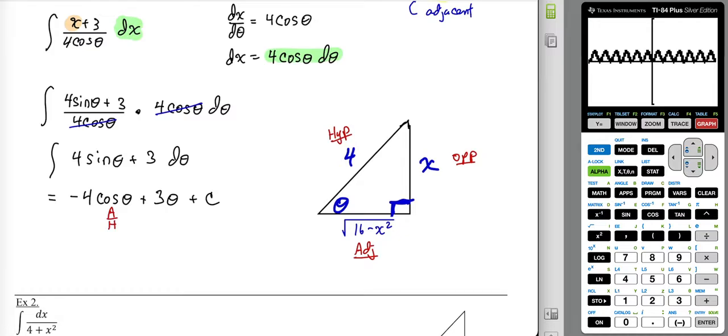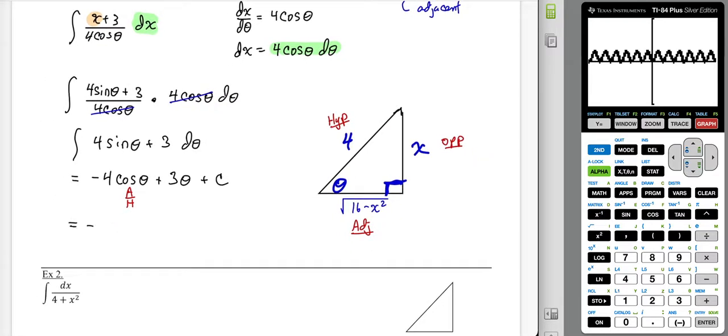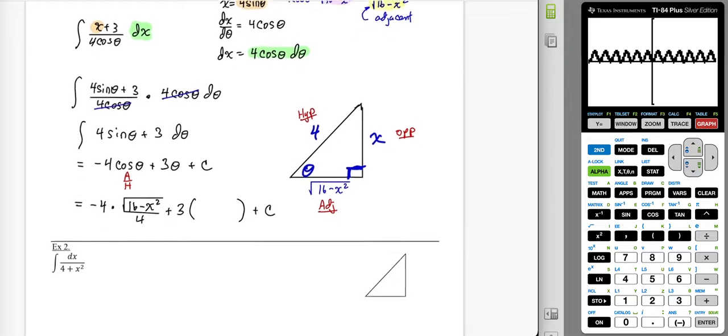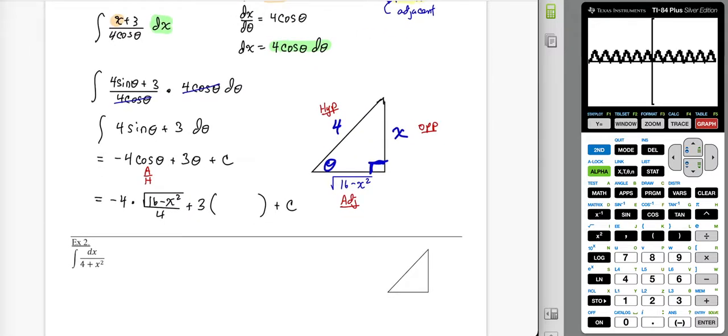So I'm going to have a negative 4 times the square root of 16 minus x squared over 4 plus 3 times theta plus c. Now that's kind of a tricky thing, because theta is the result of a trigonometric expression, but it in and of itself is not necessarily one. So what I would do here is find a nice simple ratio. I go to the triangle, and oftentimes, I mentioned this earlier, oftentimes it's something that's written.